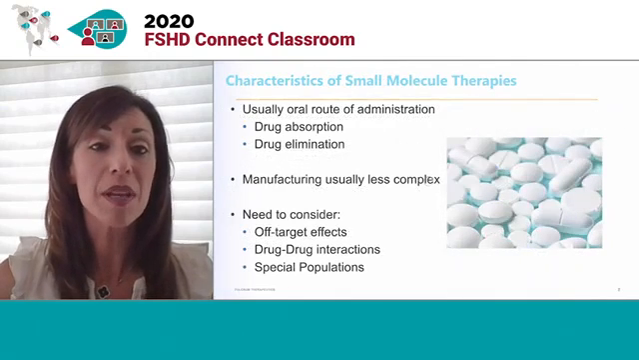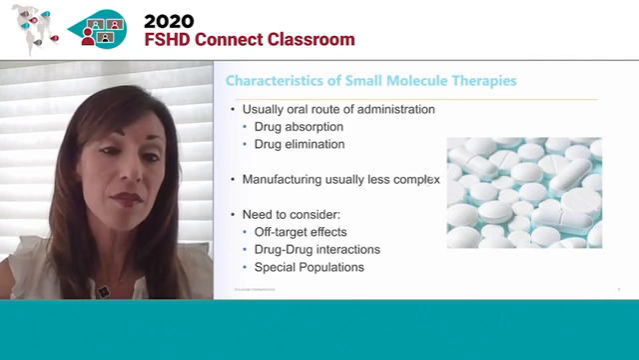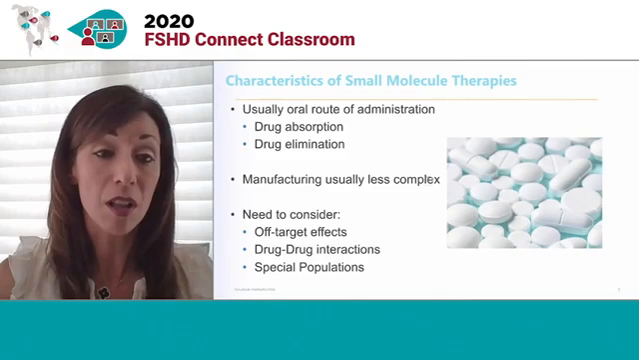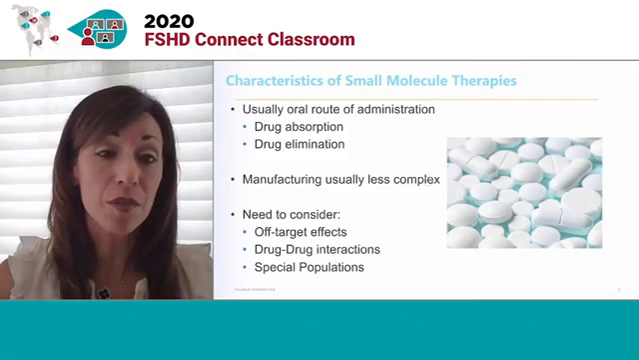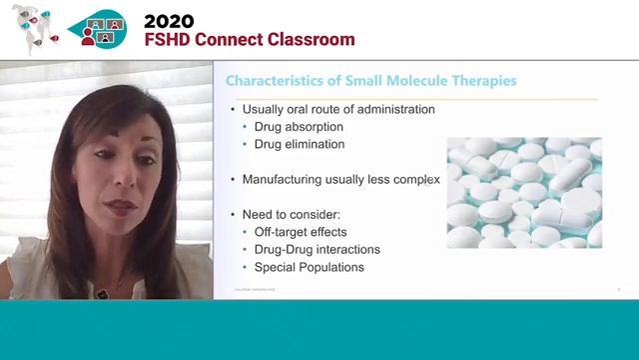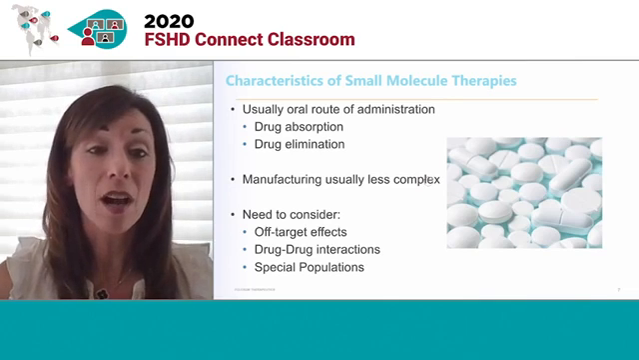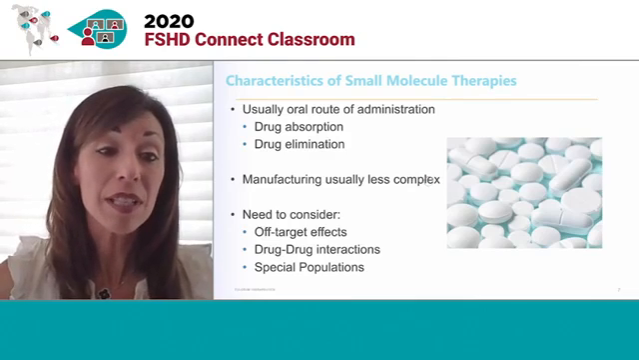Some of the characteristics that make small molecules desirable are their route of administration, which is usually oral, and their manufacturing is usually less complex than other types of molecules or therapies. And because we have to think about an oral route of administration, we also have to think about how the drug is absorbed and how it is eliminated and how that will affect our effect on the disease process, as well as we need to consider what is called off-target effects.